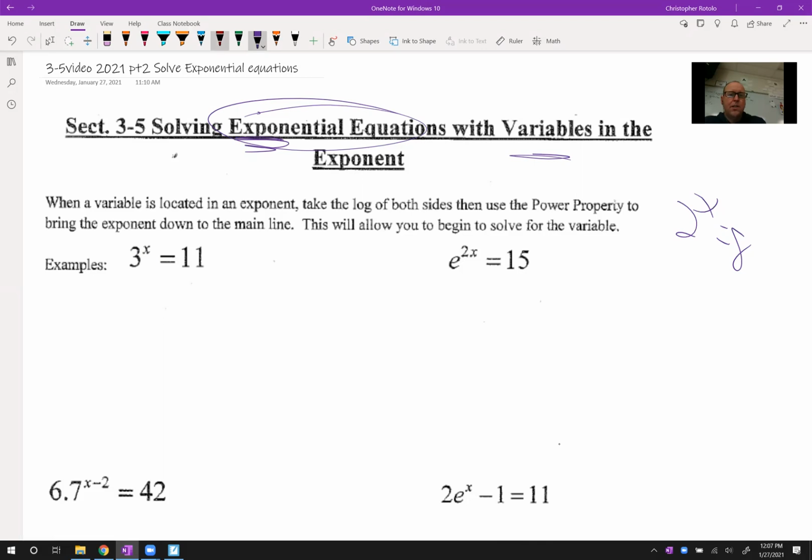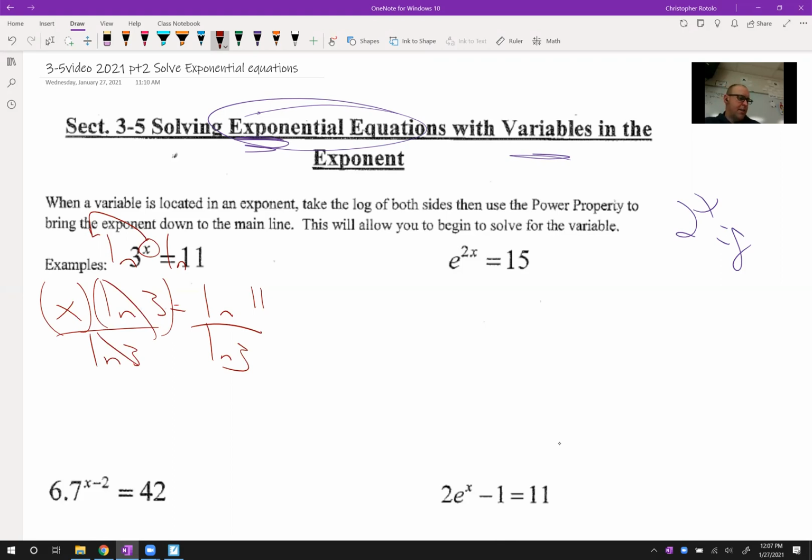So what we're going to do is take the natural log of both sides. Why is that? Because if I have the natural log of 3 to the x, this x gets to come down. That's our power property to bring the exponent down. So it's x natural log of 3 equals the natural log of 11. These are being multiplied, so just divide by the natural log of 3.